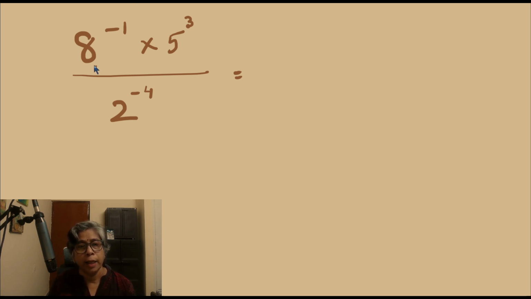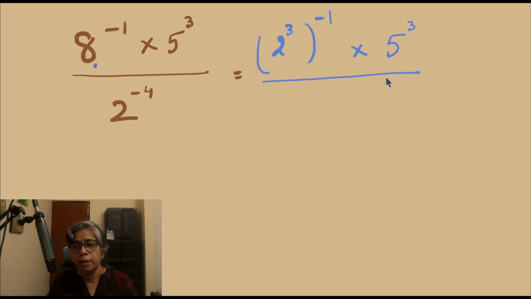First look at 8. 8 can be written as a product of 2 times 2 times 2, right? So it can be written as 2 raised to the power 3, and the whole thing is raised to the power minus 1, times 5 to the power 3. The denominator also has a negative exponent. Now first let us try to simplify this one. 2 is raised to 3, and the whole thing is raised to the power minus 1. So it can be written as 2 to the power 3 multiplied by minus 1, right?